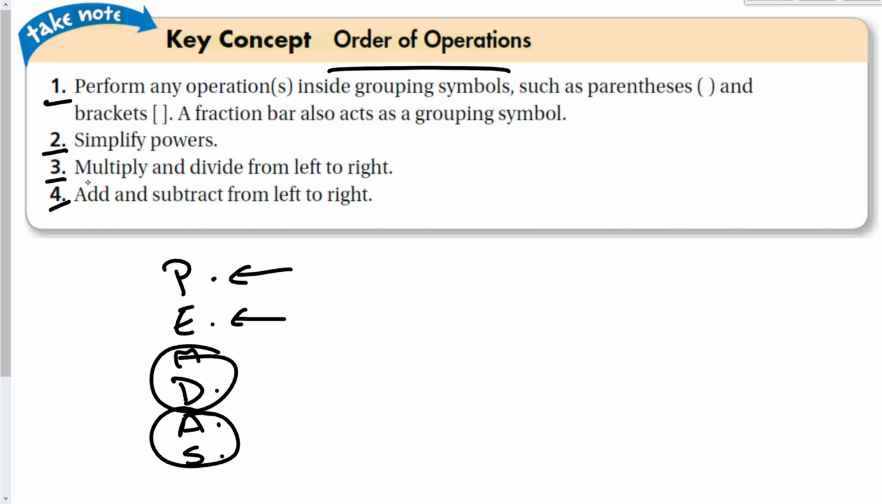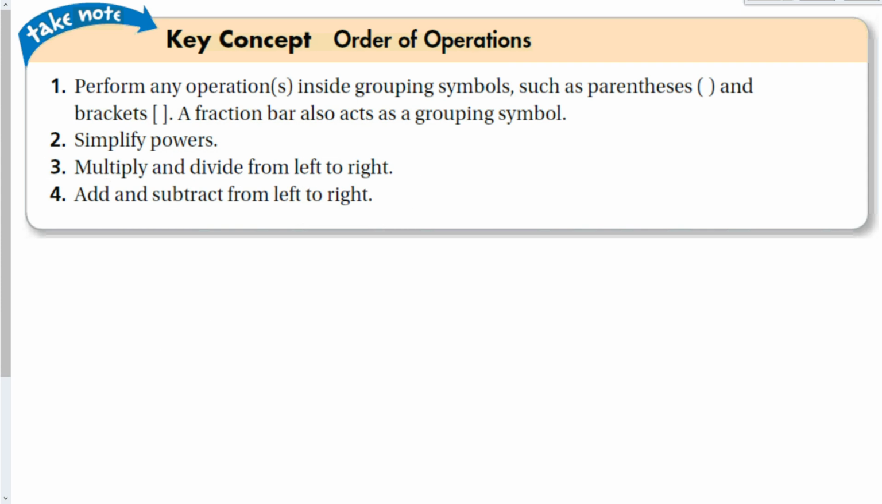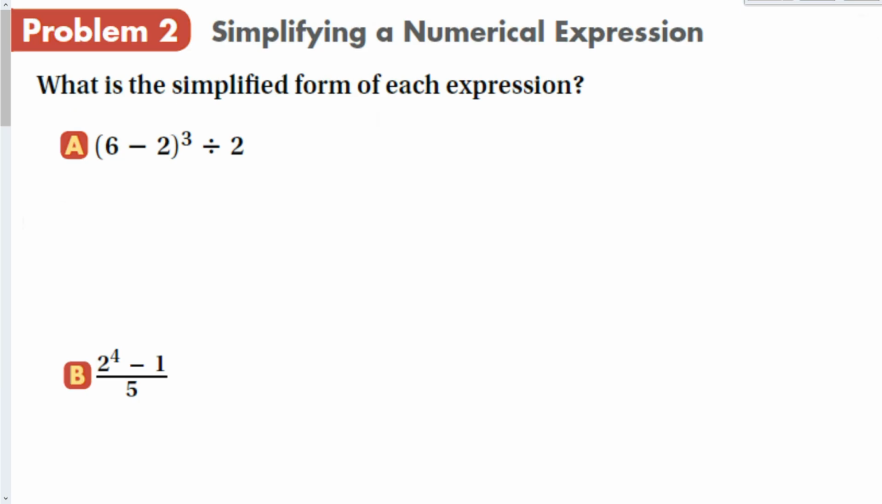When we see multiplication and division, we're always going to go from left to right. Same thing with addition and subtraction. We're always going to go from left to right. And we want to make sure that we don't make multiplication more important than division and addition more important than subtraction. So when we look at this problem right here to find the simplified form of this expression, we are first going to find parentheses, then the exponents, then multiplication and division, and then there is no addition and subtraction. So let's do it.